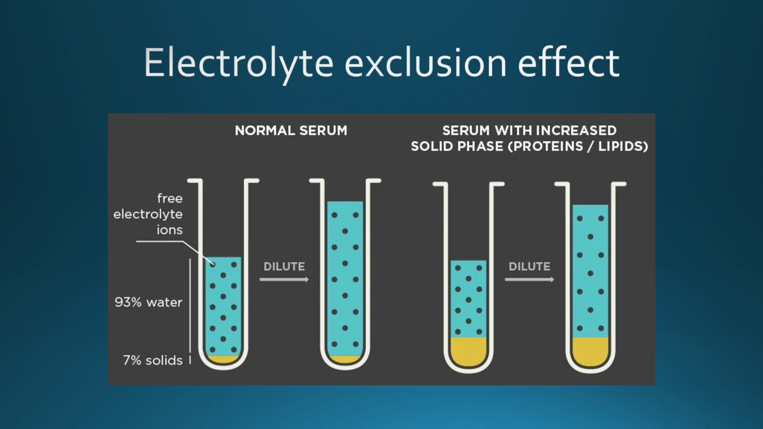Okay, and because this one is less, when you dilute, the reduction in sodium will be even magnified, will be more, and it will be more prominent. This is called the electrolyte exclusion effect or pseudohyponatremia. And the best way to know if the patient is having a true hyponatremia or pseudohyponatremia is to measure one single biochemical analyte.